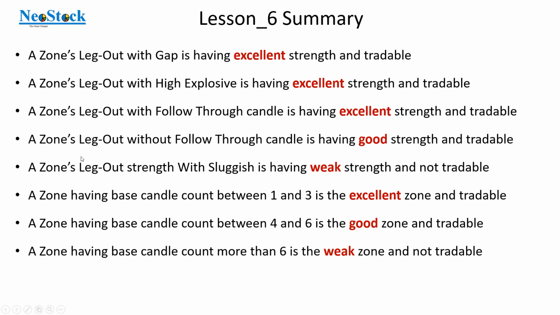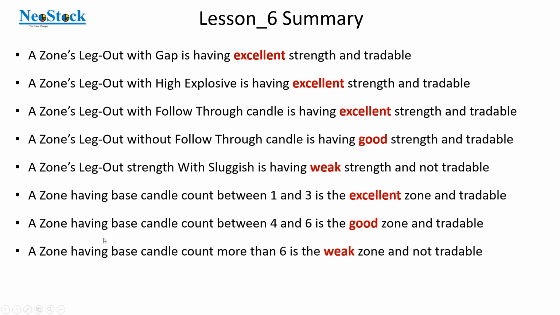And regarding the strength, the most important point, a zone's leg out strength with sluggish is having a weak strength. And it is not a tradable zone because many times these zones will be violated. And your stop loss will hit. That way you get some losses. That's why we need to avoid such kind of zones. Sometimes they work, but many cases they may fail. This is regarding the zone strength.